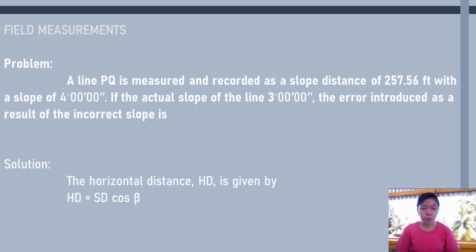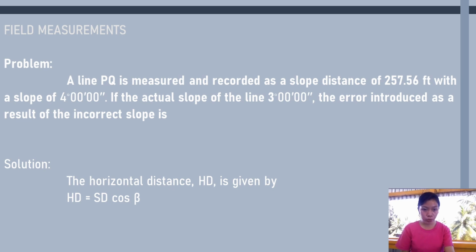For the next problem, which is also under field measurement: a line PQ is measured and recorded as a slope distance of 257.56 feet with a slope of 4 degrees. If the actual slope of the line is 3 degrees, we find the error, which is introduced by the incorrect slope in the problem.